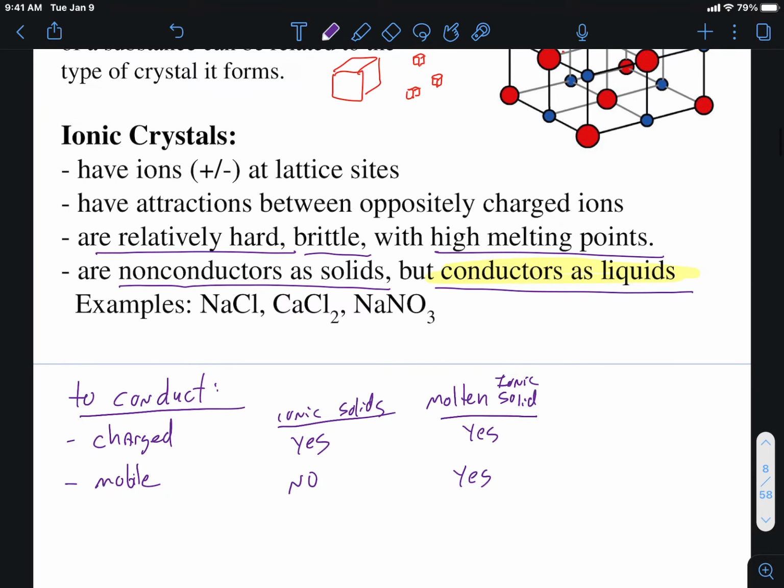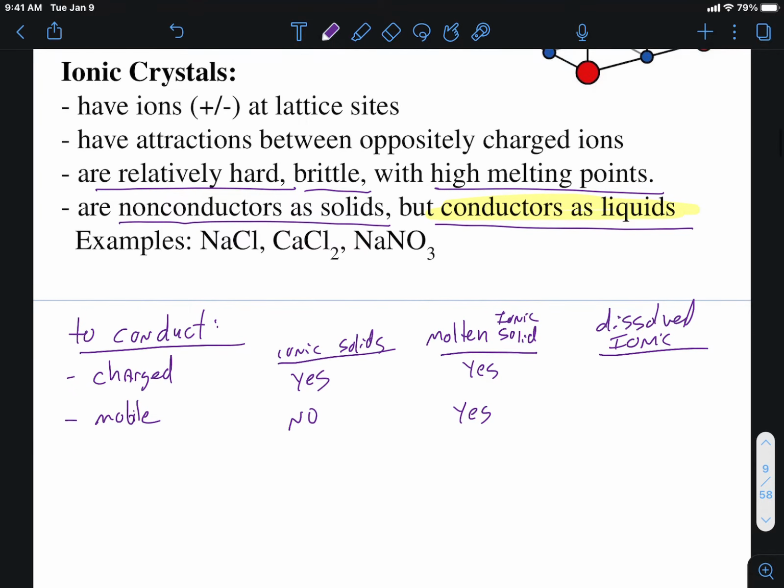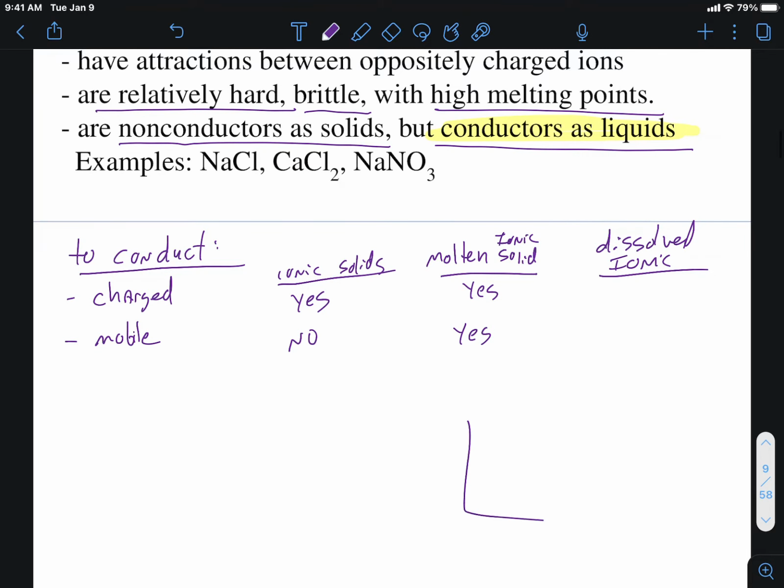Then there's also what we call dissolved ionic solids. And what that means is, well, you know what salt water is, right? Everybody has dissolved salt into water at some point. Once you dissolve salt into water, they break apart and you get ions in water and they can move. So yes, they are charged, and yes, they can move. So salt water conducts electricity.